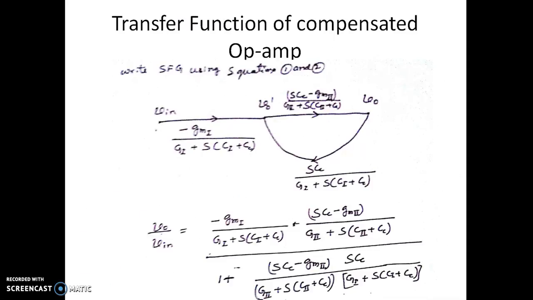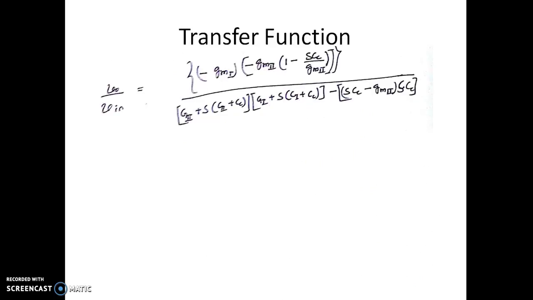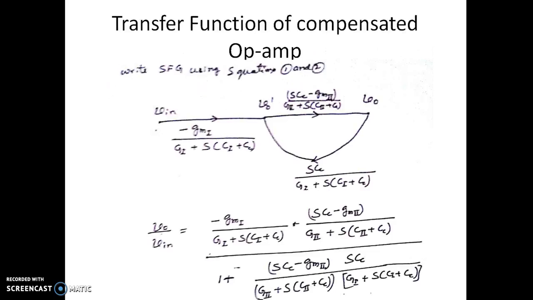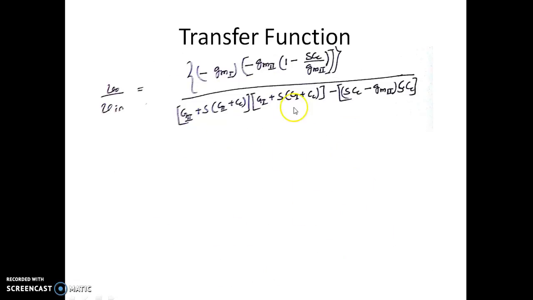Once we write the transfer function using the signal flow graph, let us rearrange this. In the previous case we have it as minus GM1, and we have this. Let us take out this minus GM2 outside, and that's what we are doing in the next slide. I'm taking out minus GM2 outside. Now this minus minus will become plus, and we have 1 minus SCC by GM2.